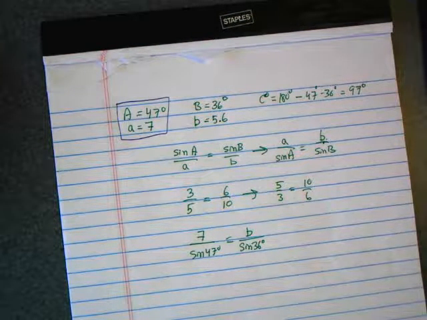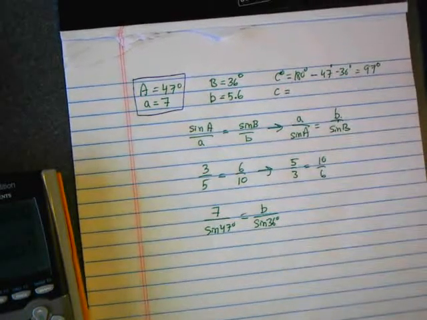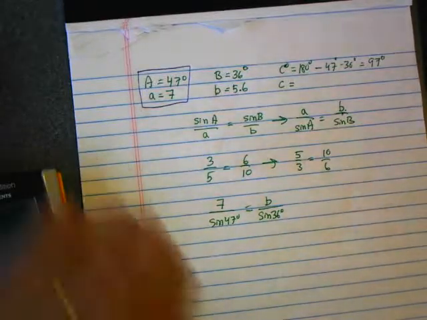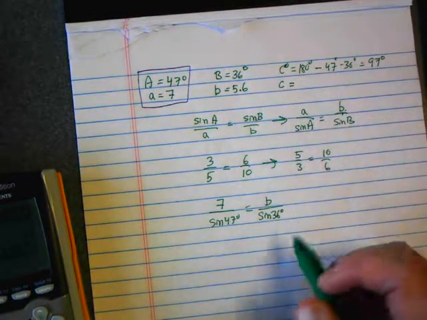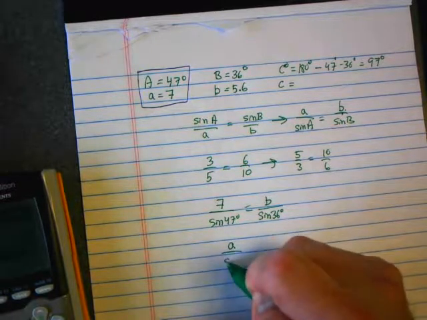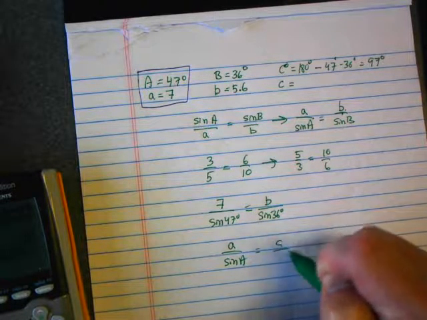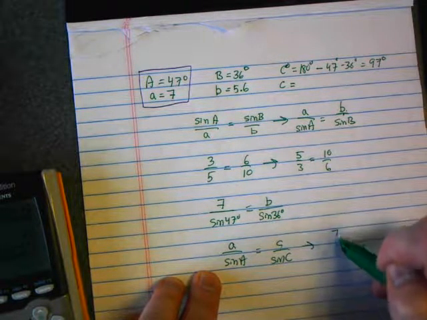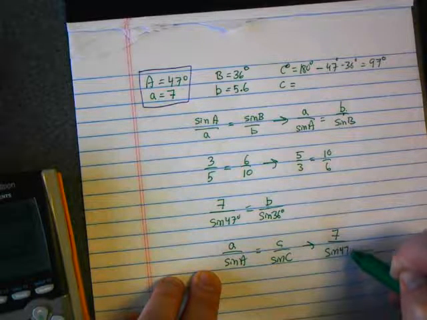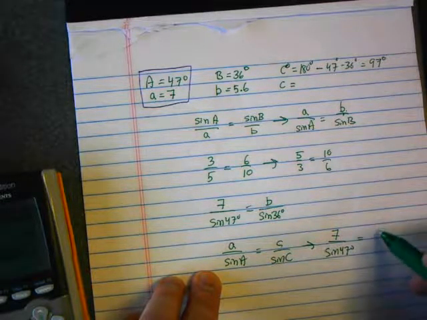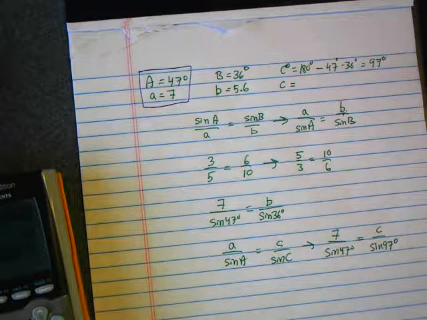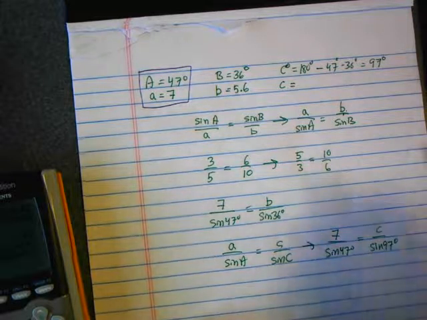And then finally, how would I find little c? Do the same thing. I got 5.6. So to find little c, I'm going to do a over sine A is little c over sine C. So I've got 7 over sine 47 is little c over sine 97. And you got what? 9.5.